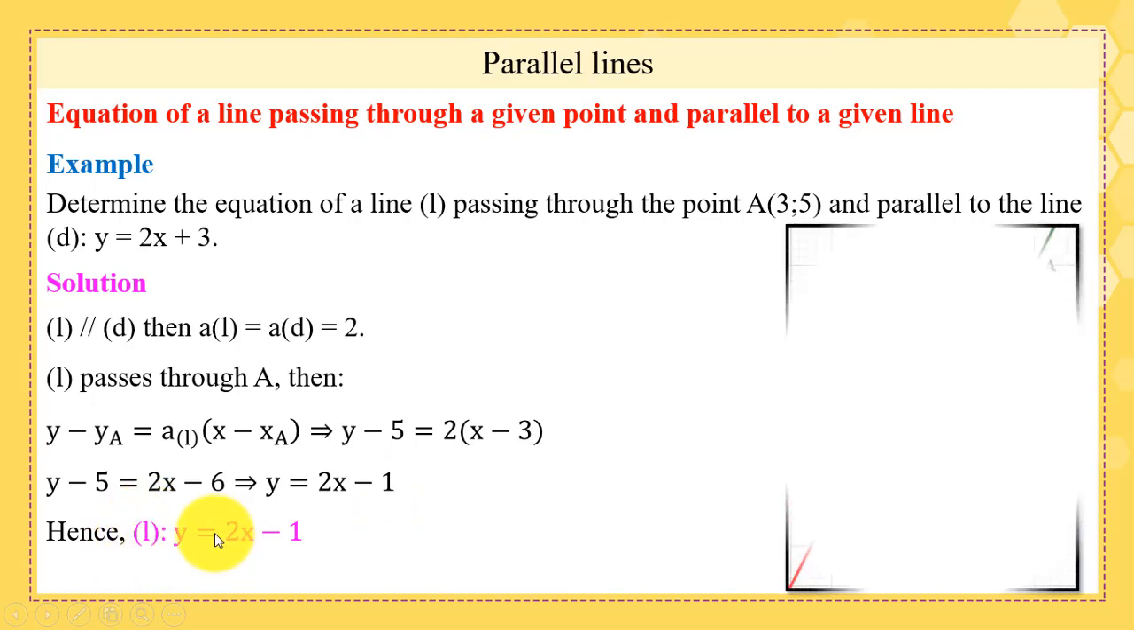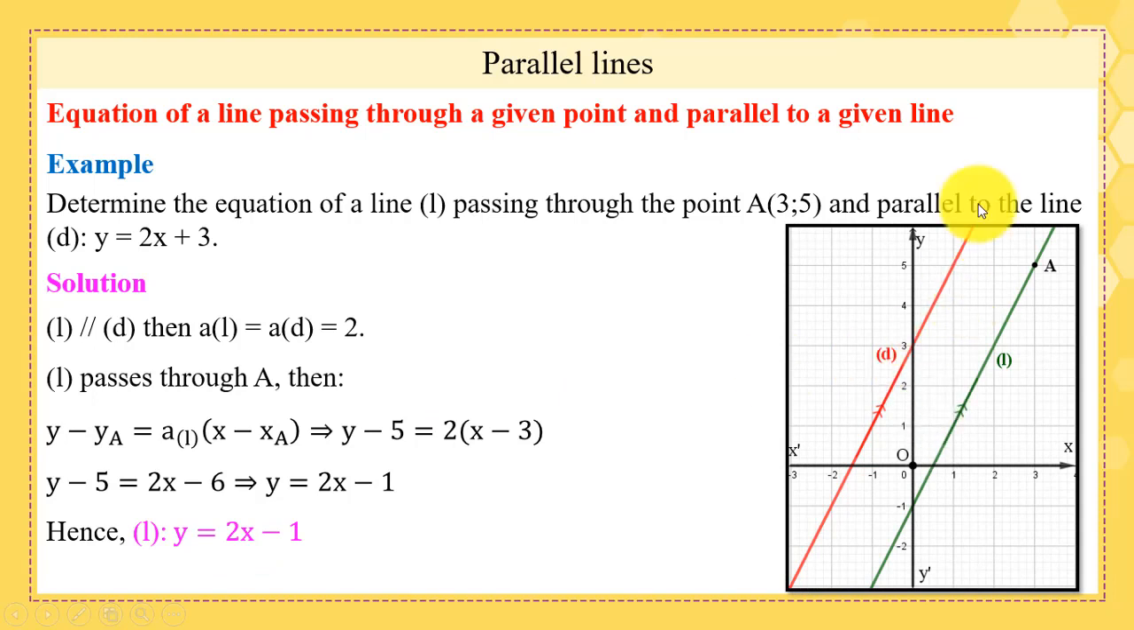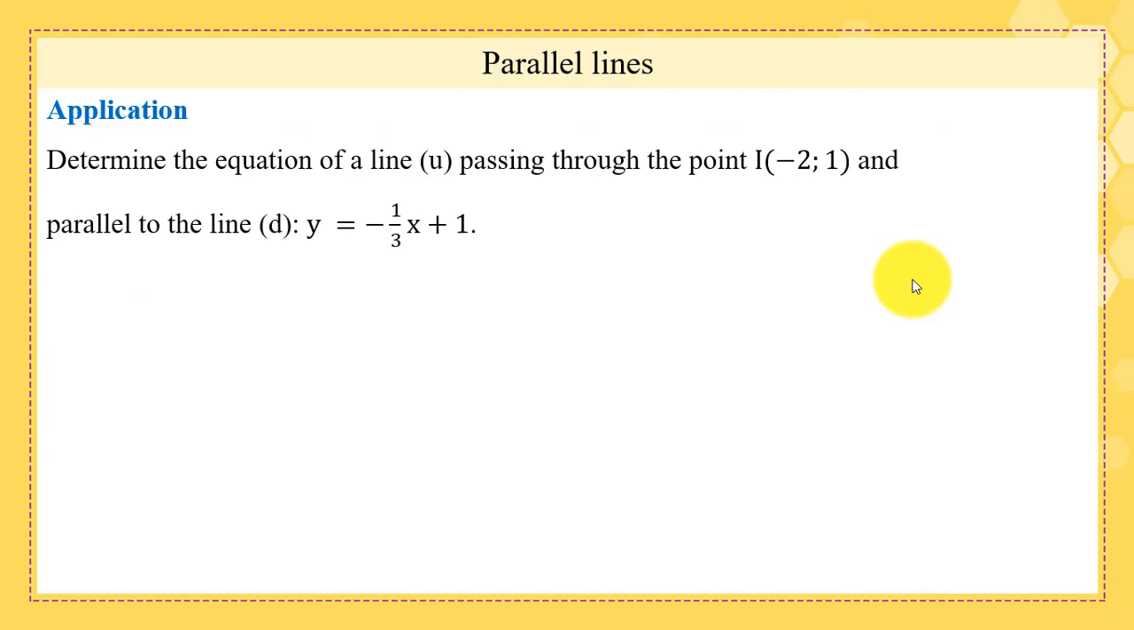This is the figure. This is the straight line D, the straight line L, parallel to the straight line D and passing through the point of coordinates (3, 5). Application. Determine the equation of the line U passing through the point I(minus 2, 1) and parallel to the line D, y equal minus 1 over 3x plus 1. Pause this video and solve the application.